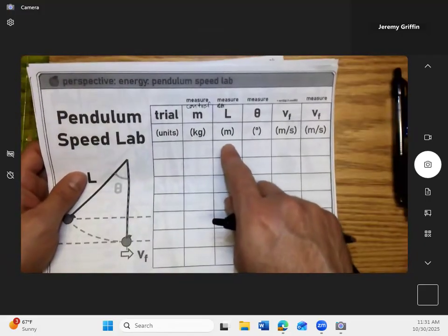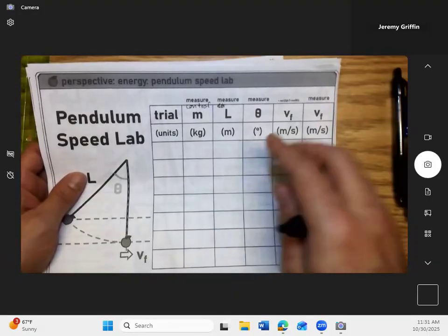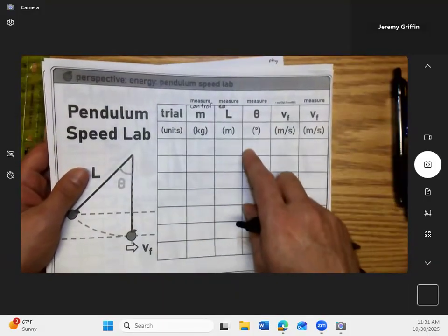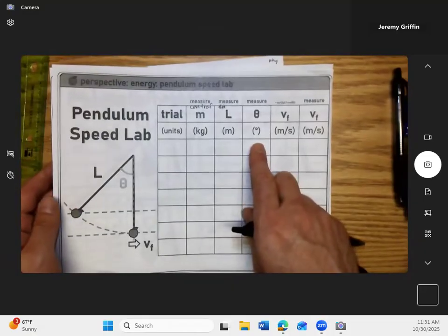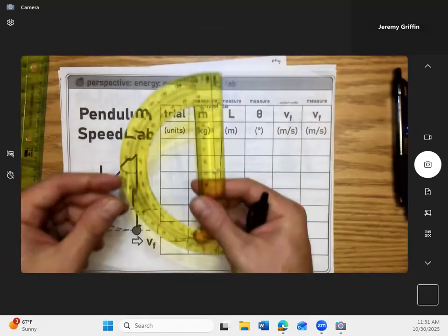You could also change the length. You could also change the angle. This is an exploratory type lab. If you do any one of those, I would really recommend changing the angle, which is probably the easiest thing to do anyway. So could you guys take the protractor and measure the angle?